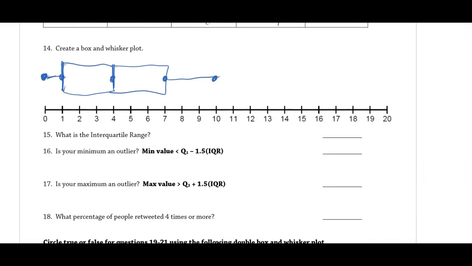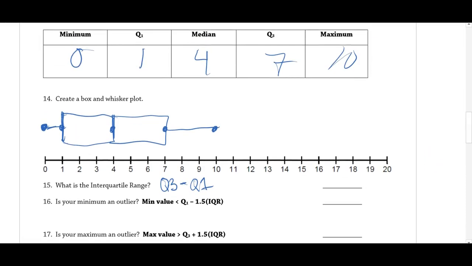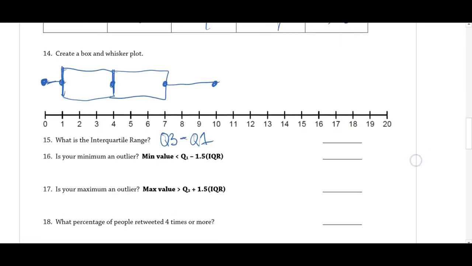Okay, calculating interquartile range. A reminder for yourself, that is Q3 minus Q1. So I could see my Q3 here was 7, and my Q1 was 10, or 1, I should say. So if I do 7 minus 1, that gives me an answer of 6. So IQR, the interquartile range.